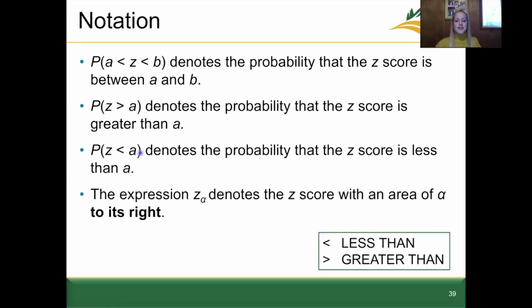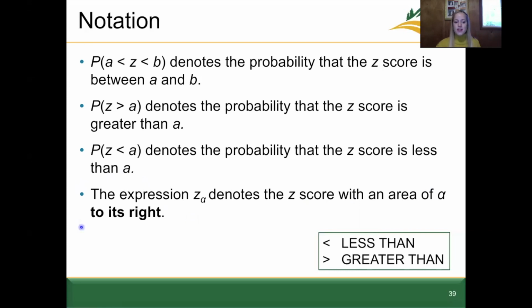Here's the new notation now. So this expression of z subscript alpha, it denotes the z-score with an area of alpha, whatever value is in that subscript position, to its right.